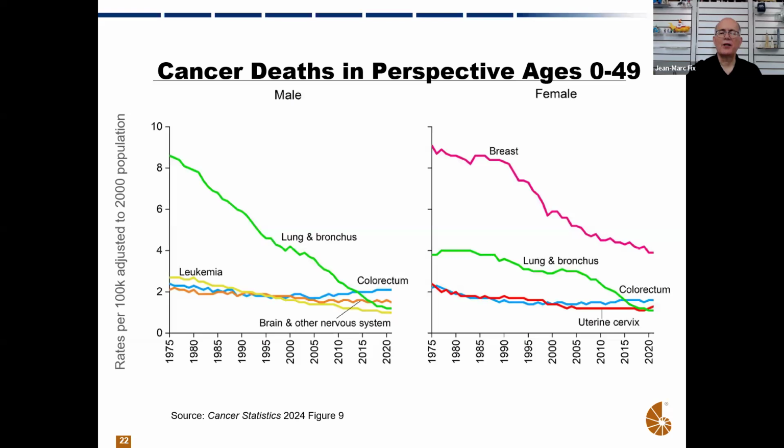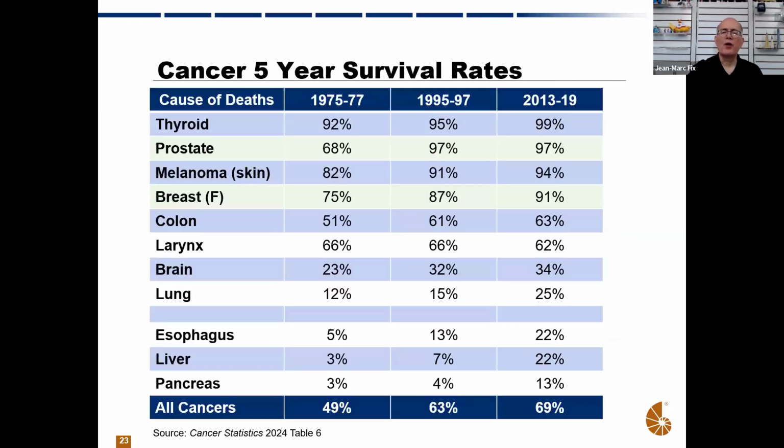If we look at just the younger ages, so ages 0 to 49 here, we see generally a downtrend, except for colorectal and for women, uterine cancer. It's uterine corpus, not uterine cervix. If we look at the survival rates throughout the decades, we see the huge improvement for some cancer.